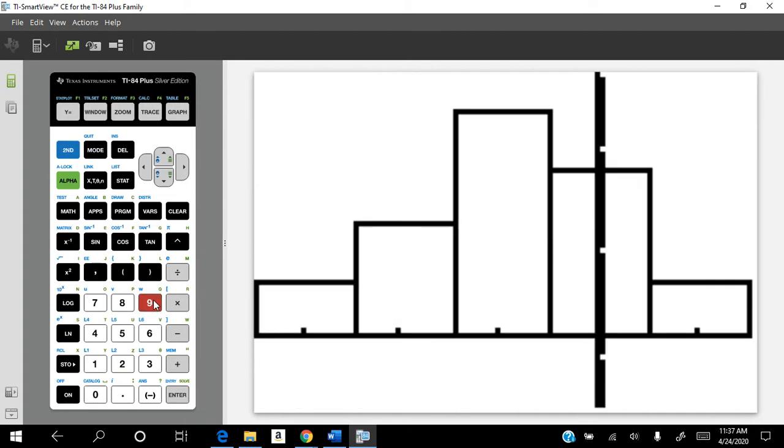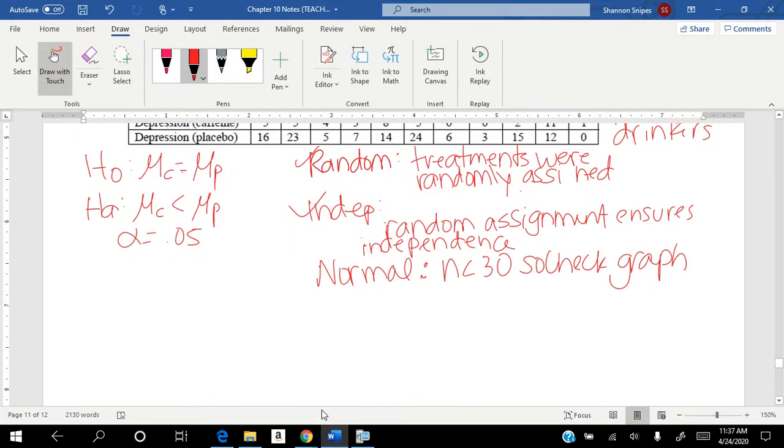And that does not look very skewed at all, and it doesn't have any extreme outliers. So for the interest of time, on your exam, you're going to want to draw or sketch the graphs as best and as accurately as you possibly can, but I'm going to just write no extreme skewness or outliers. So our normal condition has been checked. It is safe to proceed.